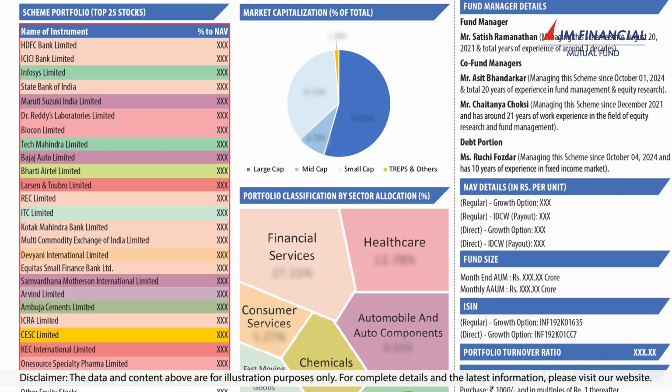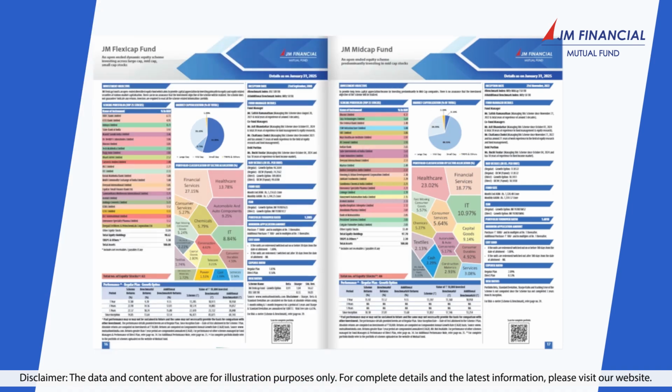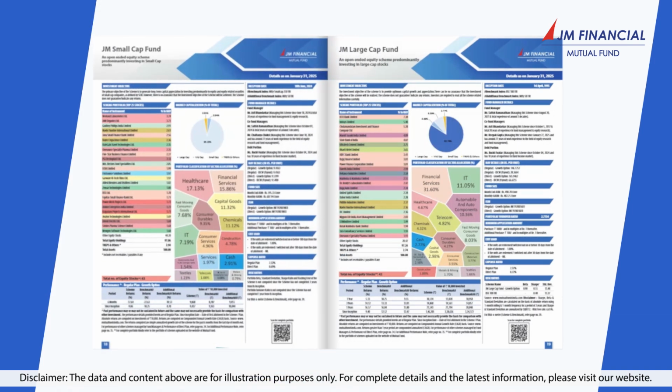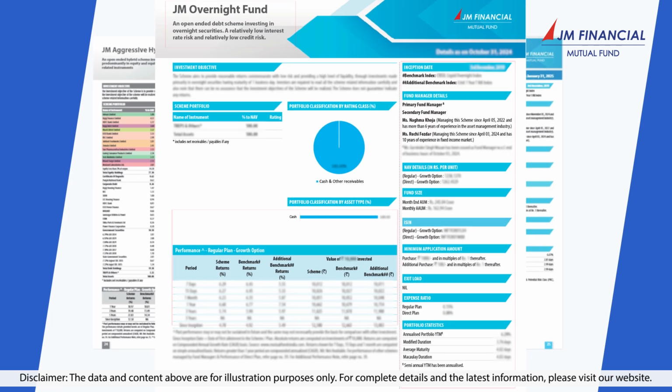For instance, HDFC Bank Limited, ICICI Bank Limited, State Bank of India, Kotak Mahindra Bank Limited, Multi-Commodity Exchange of India Limited, Equitas Small Finance Bank Limited, ICRA Limited and Rikhav Limited belong to the financial services section. To read the debt schemes data, you follow the first 3 steps.